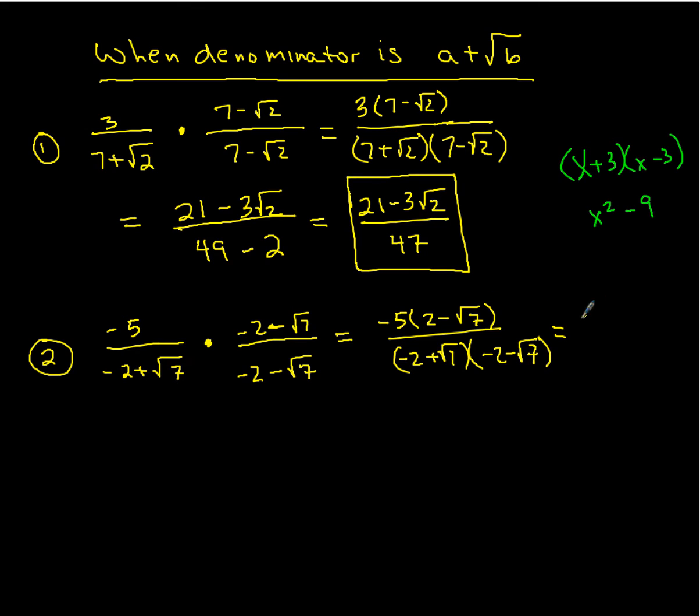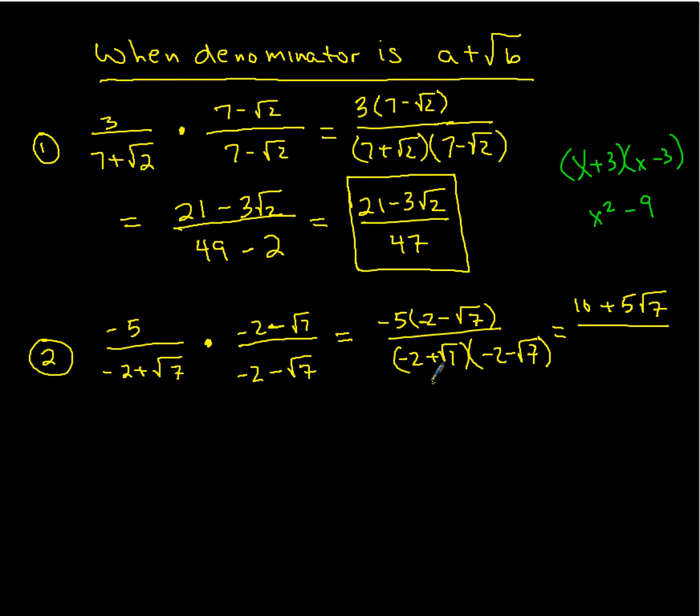We've got negative 5 times negative 2. Oops, forgot the negative sign right there. So negative 5 times negative 2 is 10, and then negative 5 times negative square root of 7 gives me plus 5 square roots of 7 in the numerator.